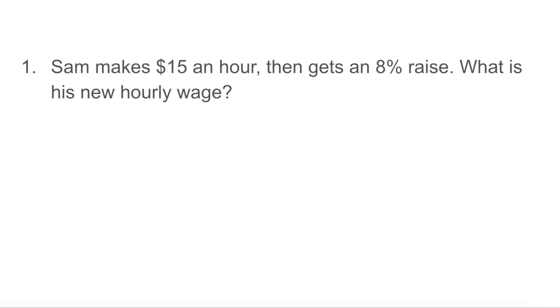Sam makes $15 an hour, then he gets an 8% raise. What is his new hourly wage? Well, it's not just 8% of $15, is it? That's the amount of the increase. But look, he gets his whole previous paycheck, the $15 an hour, plus he gets an additional 8%. So in other words, his new pay is going to be 100% of his old pay plus an additional 8%. So his new pay is going to be 108% of his old pay.